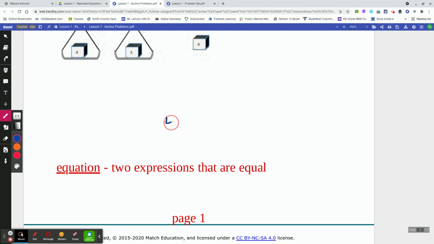So even if I had like 4 plus 5, okay, that's an expression. Remember, we didn't have any equal sign. Now we're going to throw an equal sign in there. Say 4 plus 5 is 9. Even though 9 is a single number, it's still considered an expression.